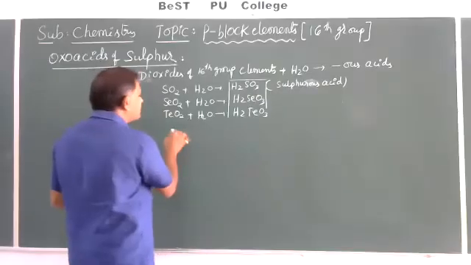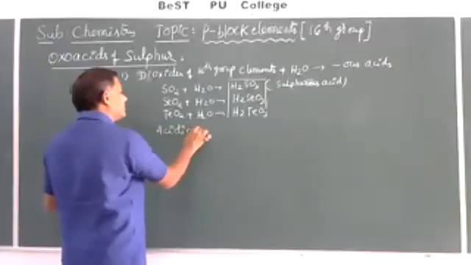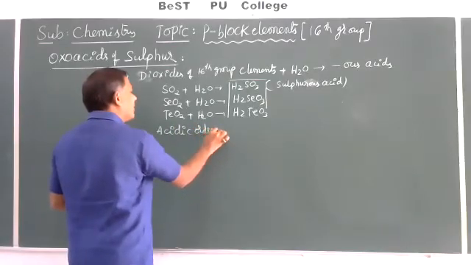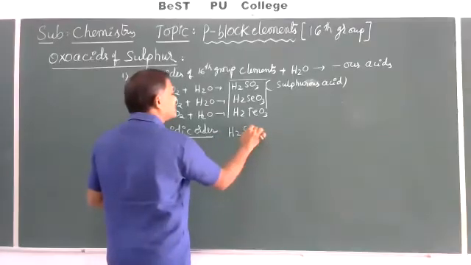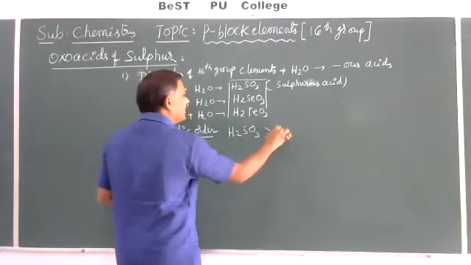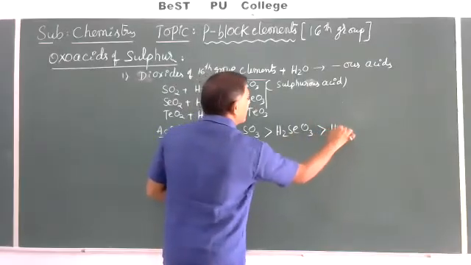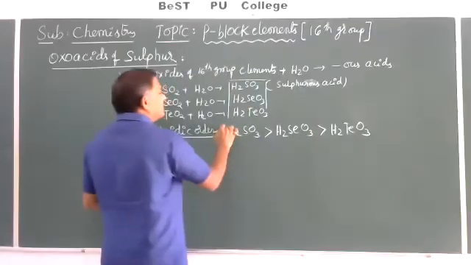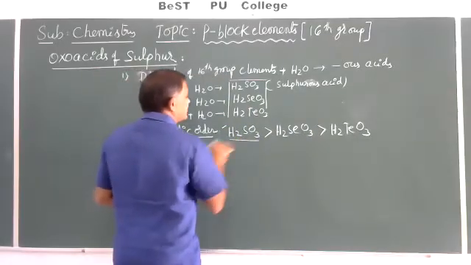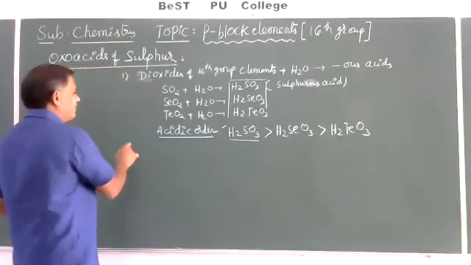Now the acidic strength order of these ous acids is H2SO3 is greater than H2SeO3 is greater than H2TeO3. This is the acidic strength order of ous acids of 16th group elements.